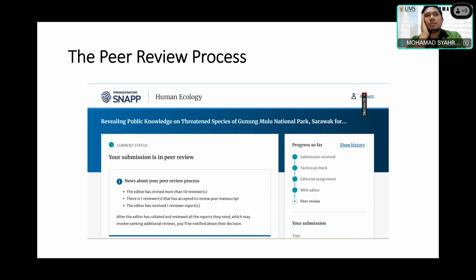We are actually waiting. Some journals are not transparent with this, so we are quite waiting and worrying about the status, because we are still restricted with the timeline, right?